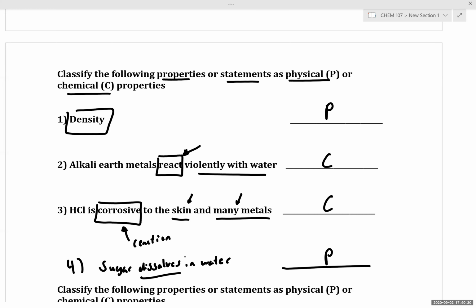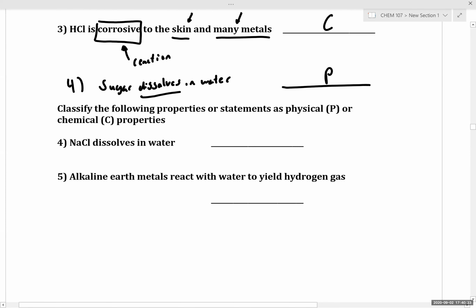Perfect. So let's look at the following examples, and I'd like you to classify the following statements as physical or chemical properties. We'll take about 2 minutes on this example. Don't be shy to share your responses in the chat or to ask your questions verbally. If there are any questions I can address in the chat, I'll be happy to address them.